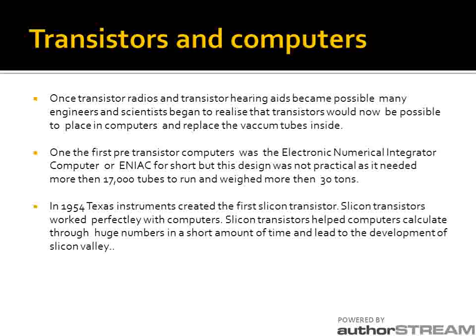In 1954, Texas Instruments created the first silicon transistor. Silicon transistors worked perfectly with computers. Silicon transistors helped computers calculate huge numbers in a short amount of time and led to the development of Silicon Valley.